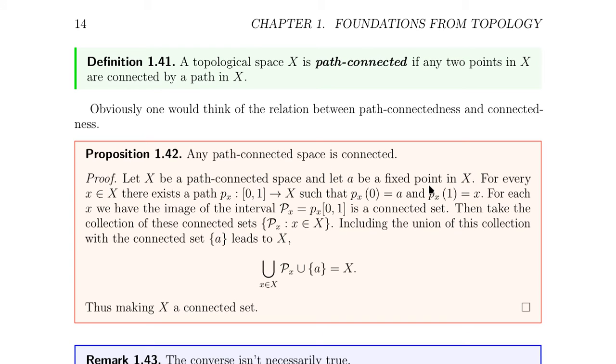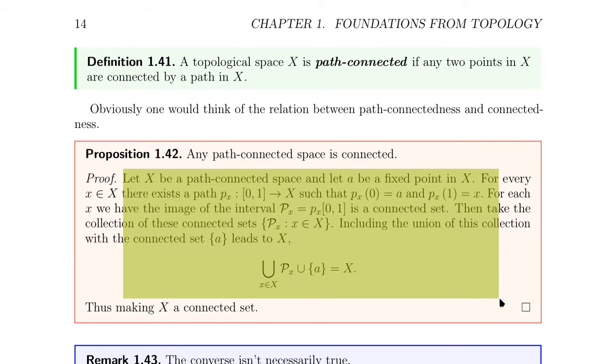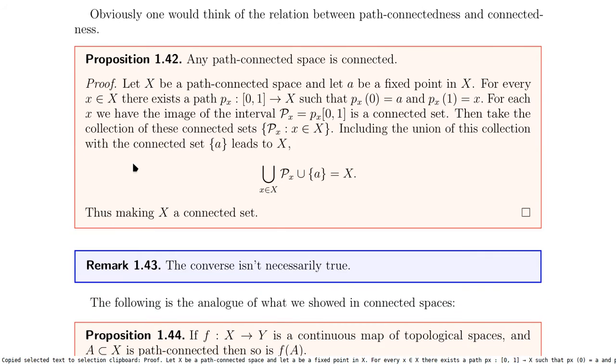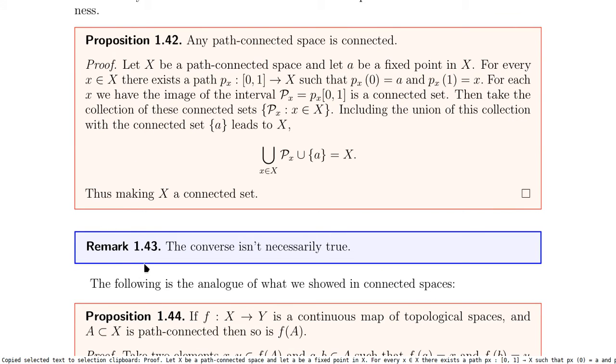Now we saw connectedness. Now path connectedness is basically, I'm not going to say it's weaker, but just that any path connected space is going to be connected. This is the proof. The proof isn't that difficult. I'm not going to read through it because you can just read that. But the proposition is that any path connected space is connected. Then the converse isn't necessarily true.